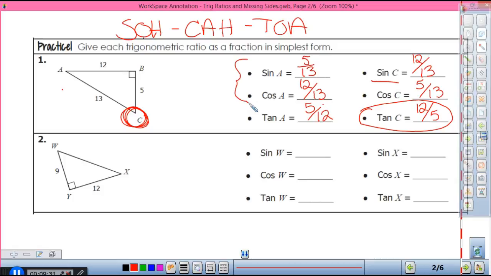Alright, so in number 2, we need all 3 of the sides of my triangle. I only have 2. How do I find the third side? Pythagorean theorem. So how am I going to set this up? 81 plus 144 equals C squared. So 225 is C squared. So my C is 15.